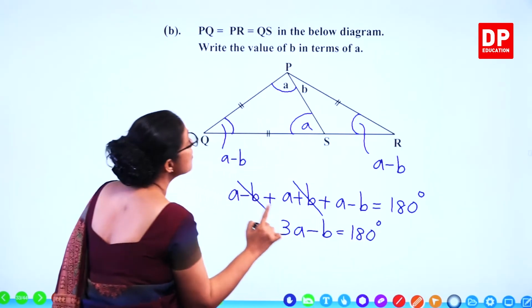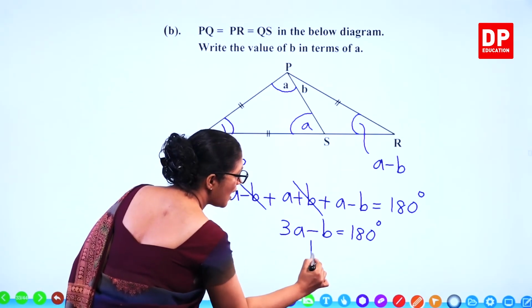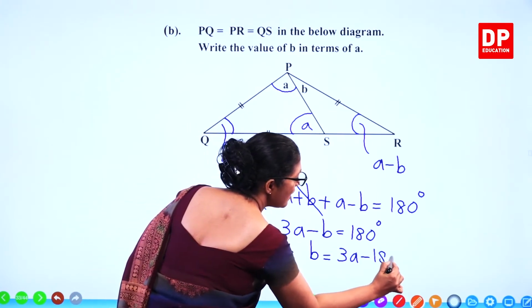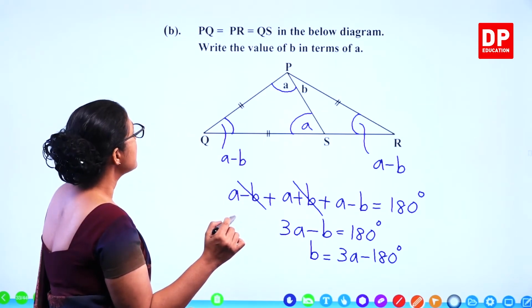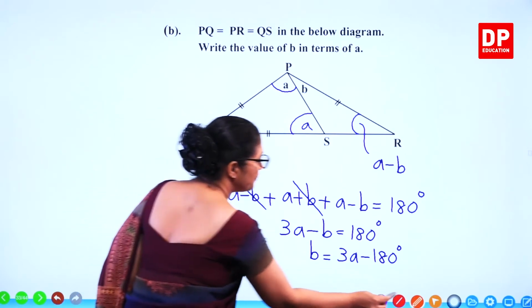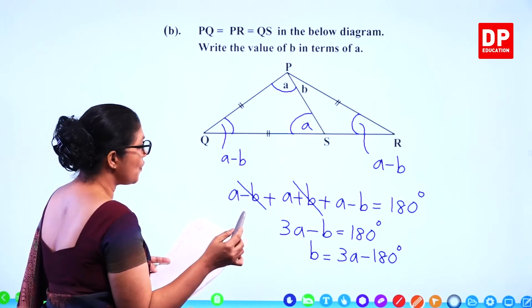So that means we need B in terms of A. So take B to the other side. B becomes 3A minus 180. So easily we can get the B value in terms of A. So how many marks for that? You get 3 marks for that.